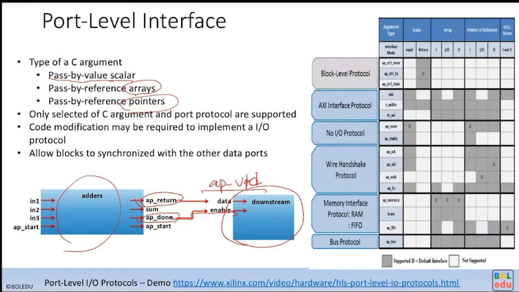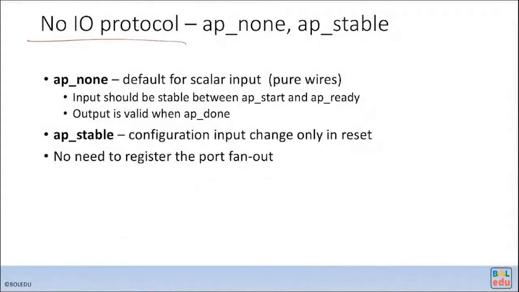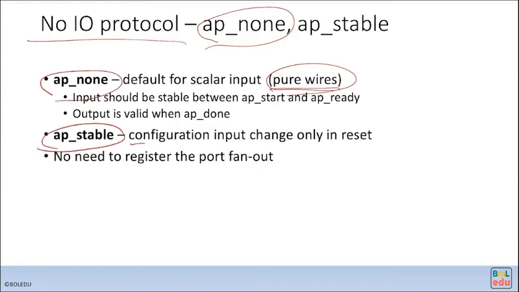So let's look at the port level interface protocols. They are very, very simple. First, no IO protocol, that's AP none. For AP none, it's purely a wire, so it has only the data port and no additional control signal. Or AP stable, that means the input is actually a configuration, so the input doesn't change after the reset. For AP stable, there's no need to register the port fan out because it's a static signal. The signal does not transition. So no matter how much the external fan out is, there's no need to add a register to pipeline that, because it's a static signal.